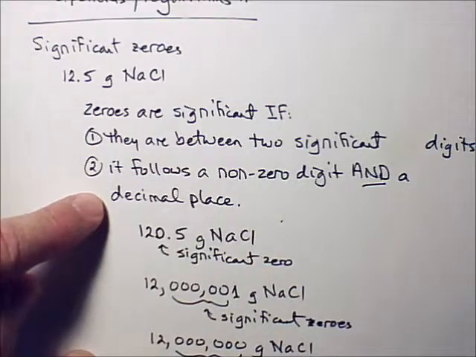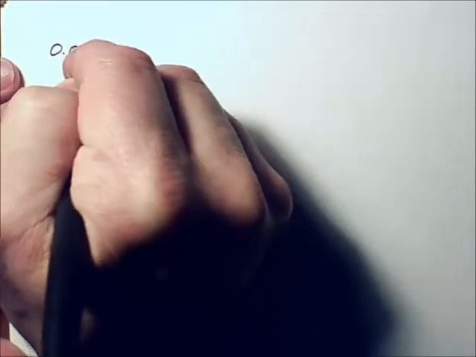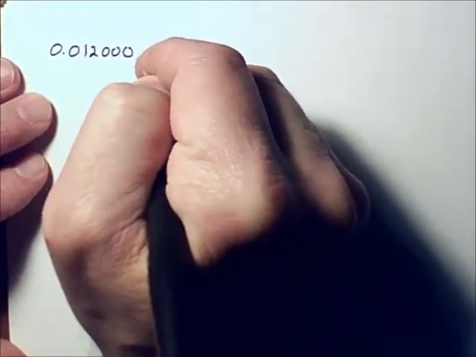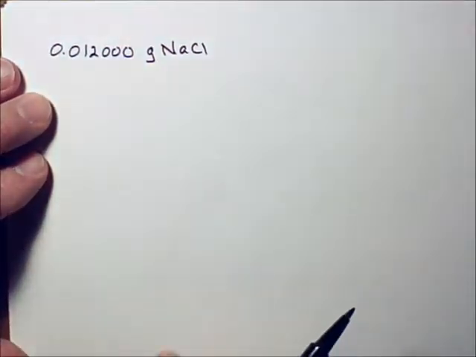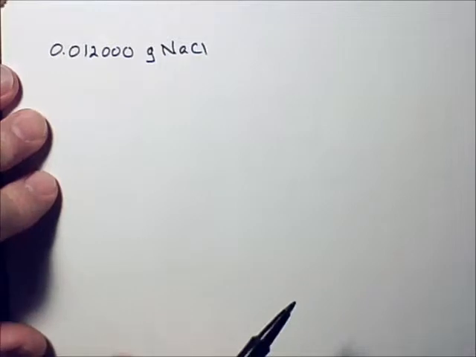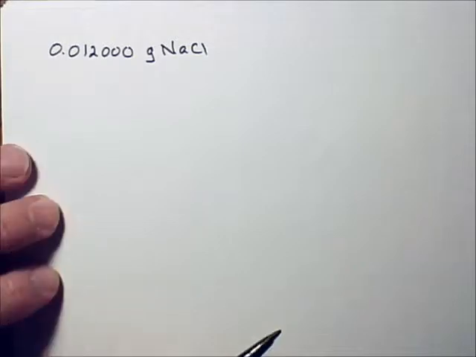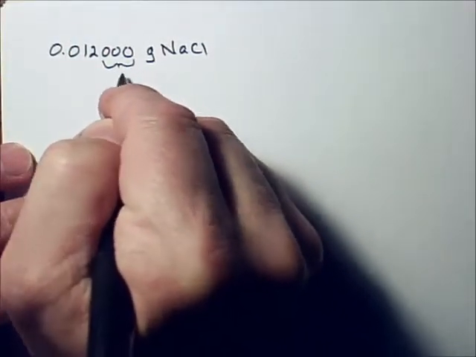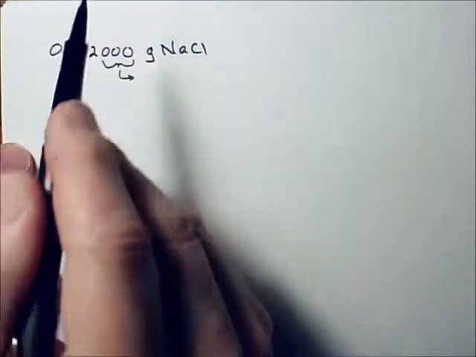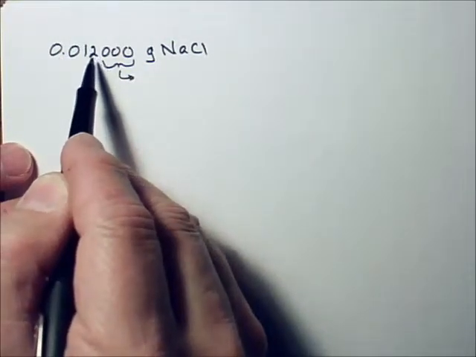Let's see. So the next rule is zeros are significant if they follow a non-zero digit and a decimal place. So let's do one of these. Let's say I have 0.012000 grams of NaCl. Okay? What do you think? How many significant digits in this number? 5 digits that are significant. That's because these 3 zeros are significant because they follow both a decimal place and a non-zero digit.